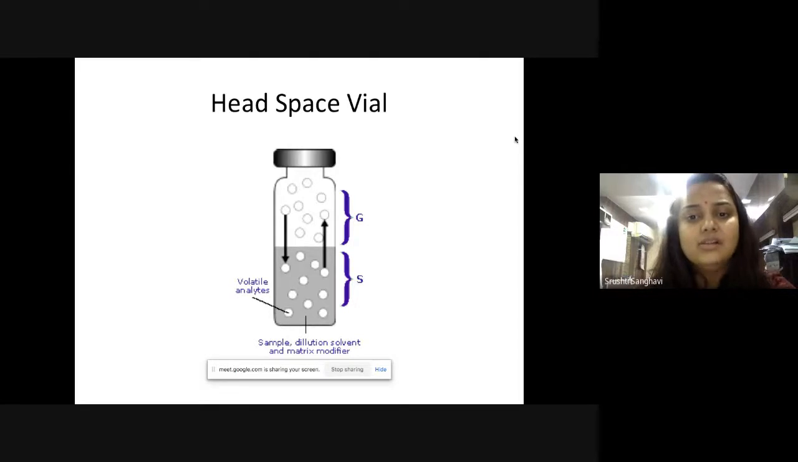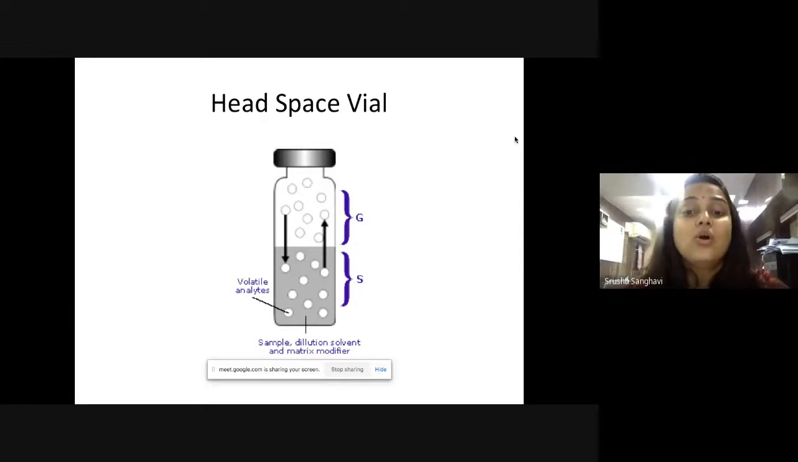In the headspace vial, it's a 15 ml vial. You fill maybe 5 ml, actually 1 ml or 2 ml is good in this case, with your gel-based sanitizer. The gray portion that you see on your screen will be your gel-based hand sanitizer. Inside it, the white portions that you see, the volatile analytes, that is your ethanol and methanol and isopropyl alcohol or any other volatile component.